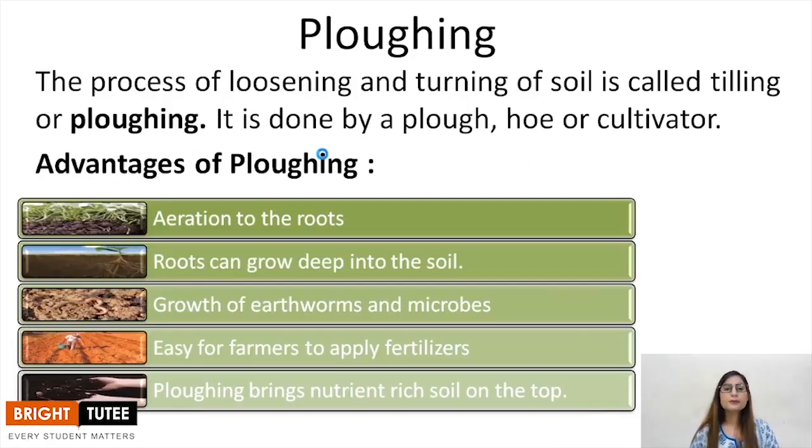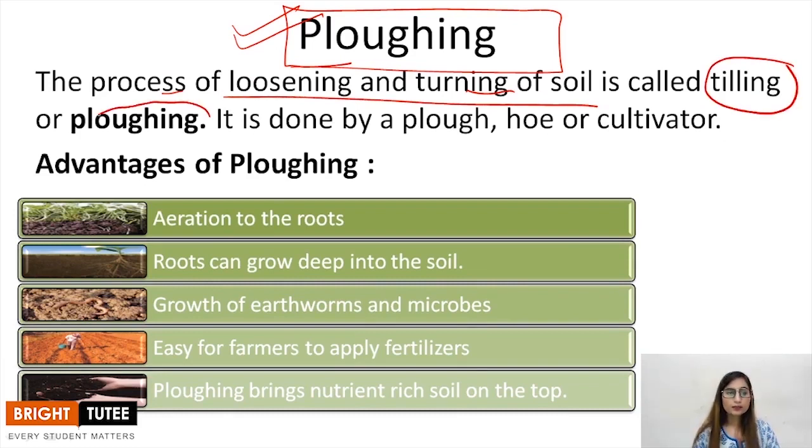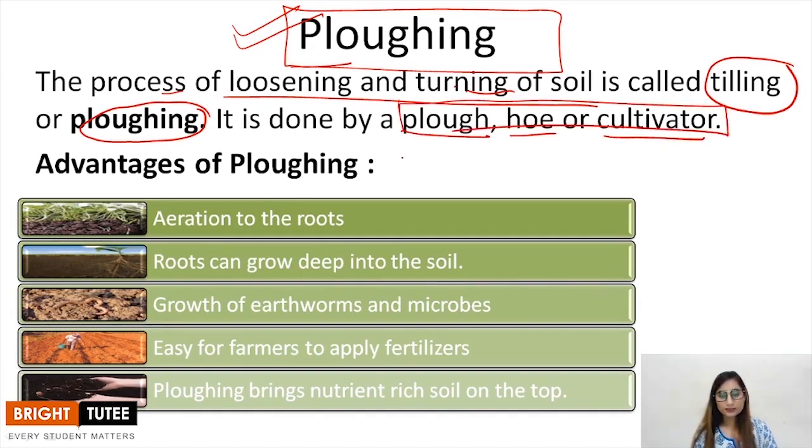The first step is basically plowing. This is used to loosen and turn the soil. The process of loosening and turning of soil is called tilling or plowing. So tilling and plowing are basically the same thing. It is done by a plow, hoe or cultivator, right? We will be looking at them again after this slide.